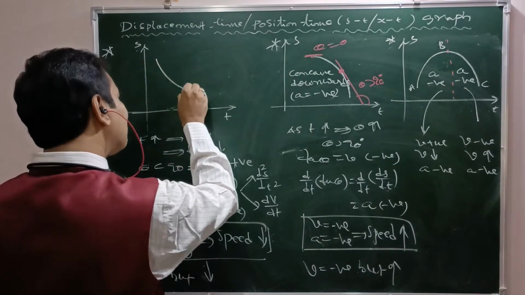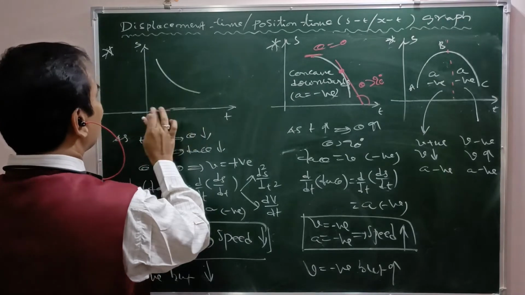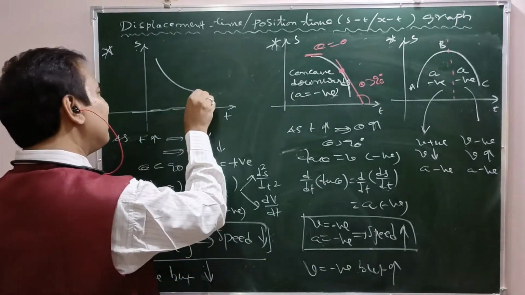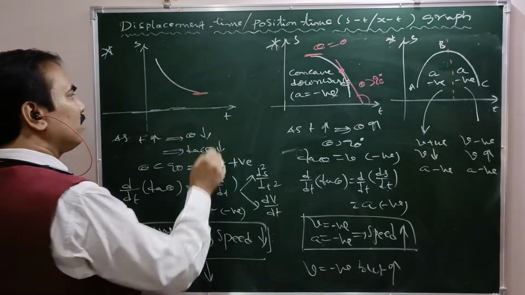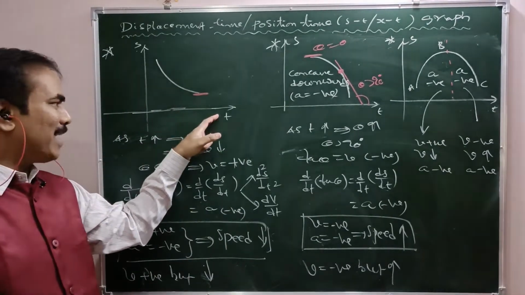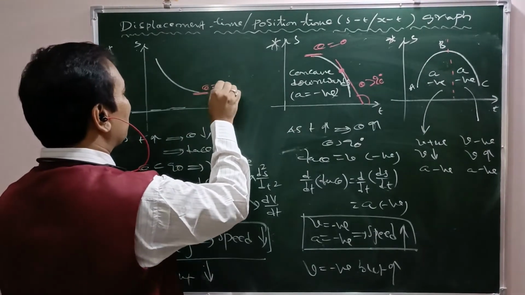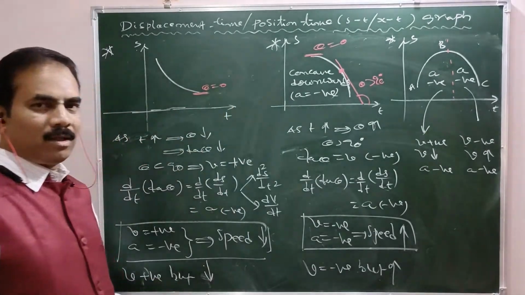Initial portion is like this. Somewhere here, if I draw a tangent at its lowest point, the tangent becomes parallel to the time axis. What about theta here? Here theta is 0, meaning slope is 0, right?